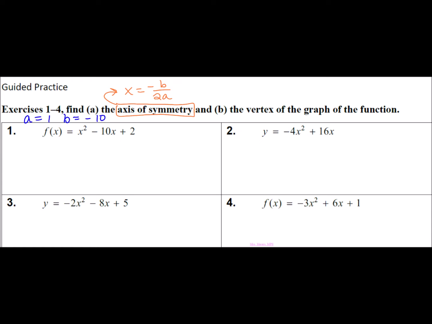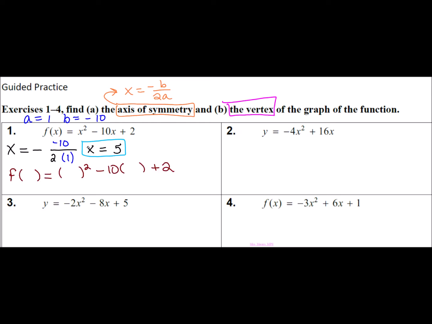A is equal to 1 in this first problem, and b is equal to negative 10. When I substitute, notice I have two negatives. This is going to turn out to be a positive result. So this is going to be 10 divided by 2, which is a 5. All right, I'm going to go ahead and substitute in the 5 in here.